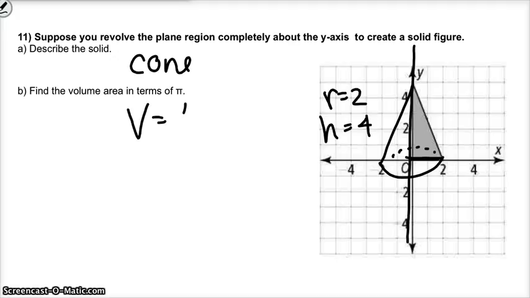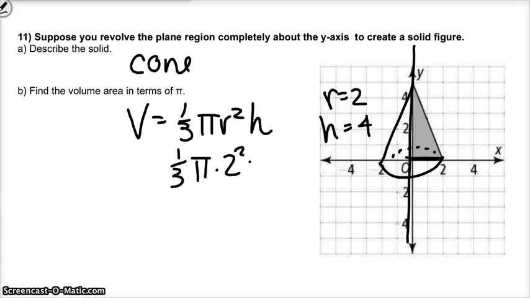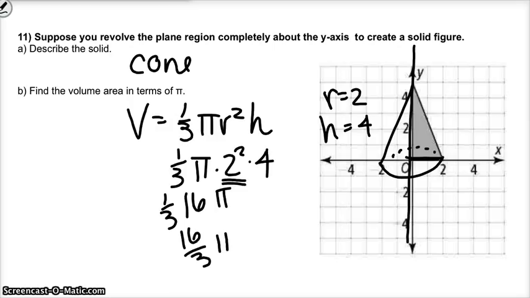So volume is 1/3 pi r squared h, 1/3 pi times 2 squared times h. This is going to give me 4. 4 times 4 is 16. So I'm going to call it 16/3 pi. So it's pretty much like the one that we saw on the front page. You just had to revolve the triangle in order to see it.